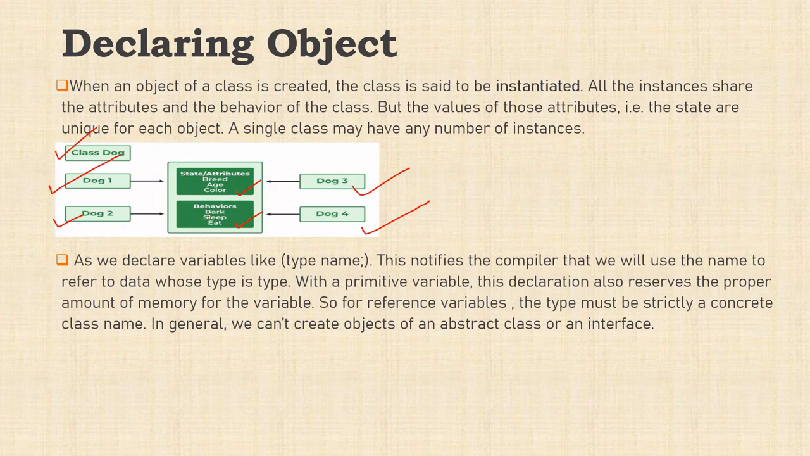As we declare variables like type name, this notifies the compiler that we will use the name to refer to data whose type is type, which is a primitive variable. This declaration also reserves the proper amount of memory for the variable. For a reference variable, the type must be strictly a concrete class. In general, we can't create an object of an abstract class or an interface. So we can create an object of only a concrete class.